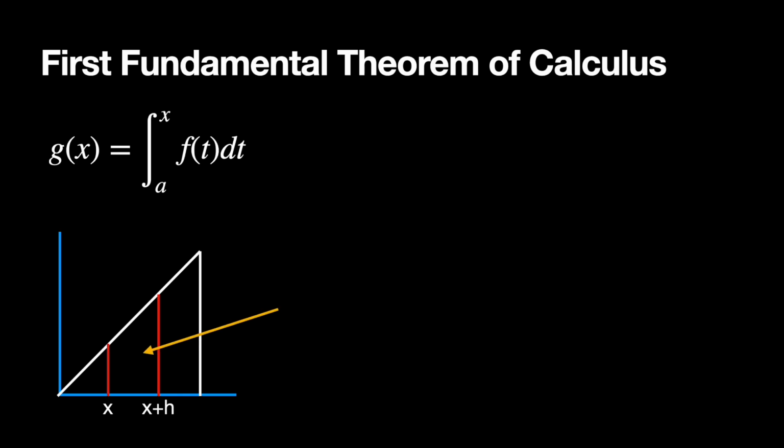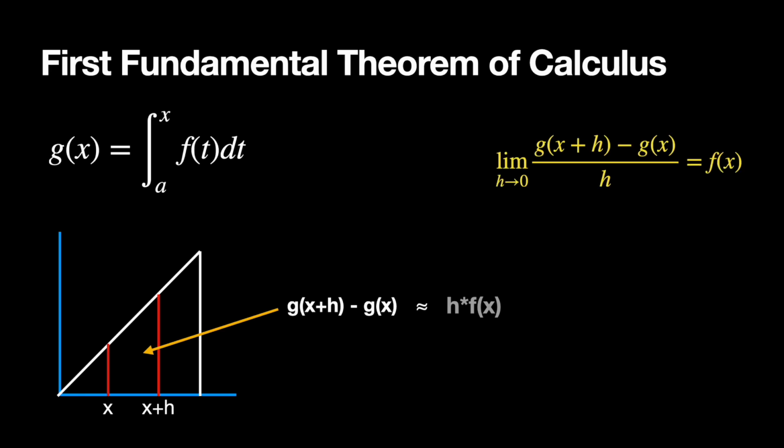Now, this area between these two bounds is g of x plus h minus g of x, which can also be approximated by a rectangle of width h and height f of x. Now, since this looks very similar to the limit definition of the derivative, rearranging to solve for f of x and adding on a limit as h approaches 0, we can recognize that g prime of x is equal to f of x. Basically, the first fundamental theorem of calculus states that derivatives and integrals undo each other.